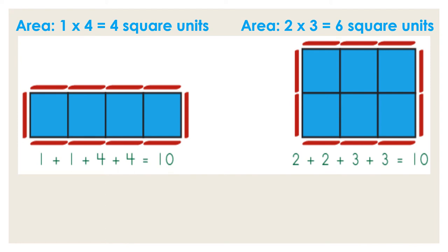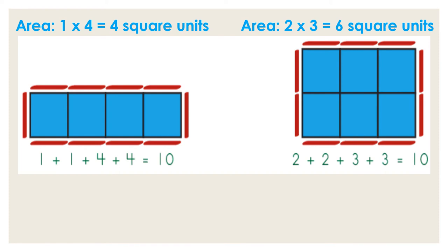An array is an arrangement of equal rows and equal columns. Both of the rectangles have a perimeter of 10 linear units, but since the rectangle on the left has 4 tiles in one row, it has an area of only 4 square units. The rectangle on the right has 2 rows of 3 tiles, so it has an area of 6 square units.